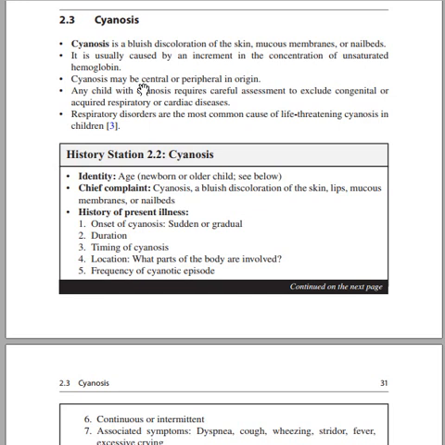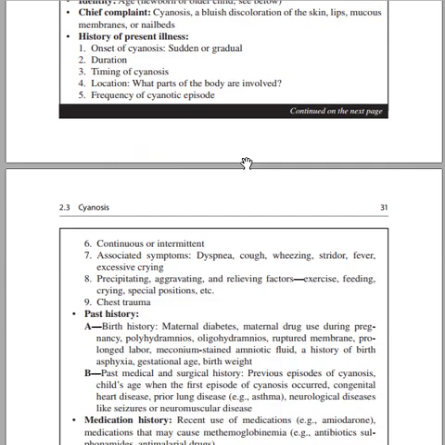Okay, cyanosis is central or peripheral. Any child with cyanosis requires careful assessment to exclude congenital or acquired respiratory or cardiac diseases. So those are the two main causes: respiratory and cardiac disease, which can be congenital or acquired in origin. Respiratory disorders are the most common cause of life-threatening cyanosis in children.